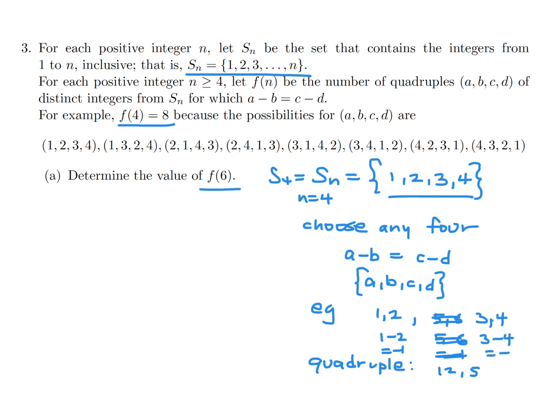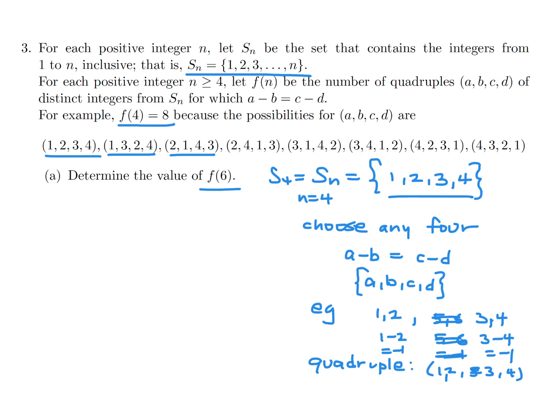It'd be negative 1. So it'd be 1, 2, 3, 4. Not very exciting, but that is one of the quadruples, and they list that in there. But you can also get the same thing if you did this or this and so on. So that's why there's so many of them. There's 8 of them.